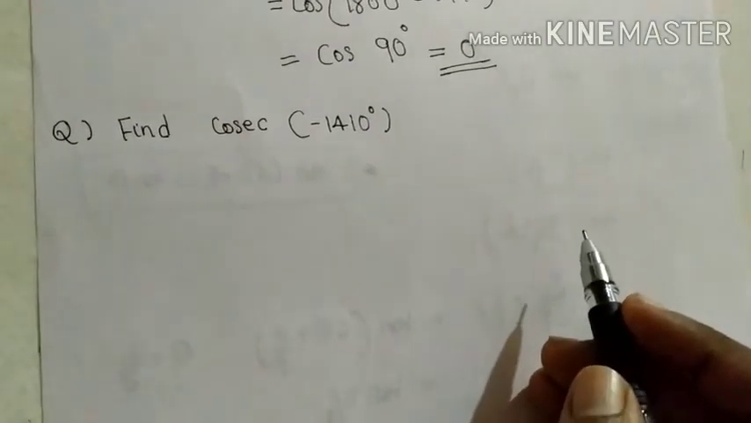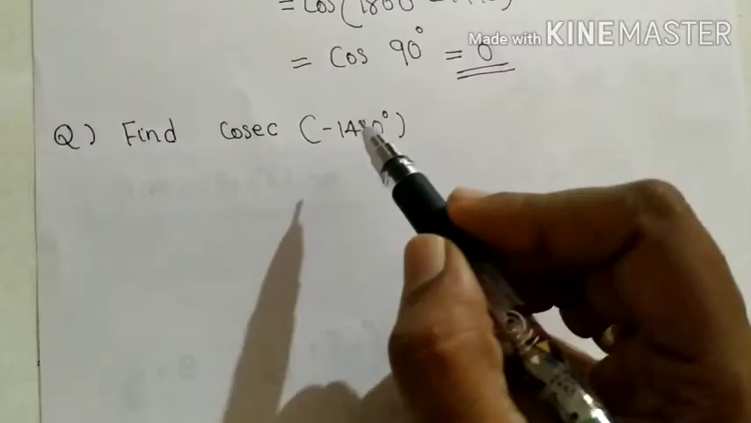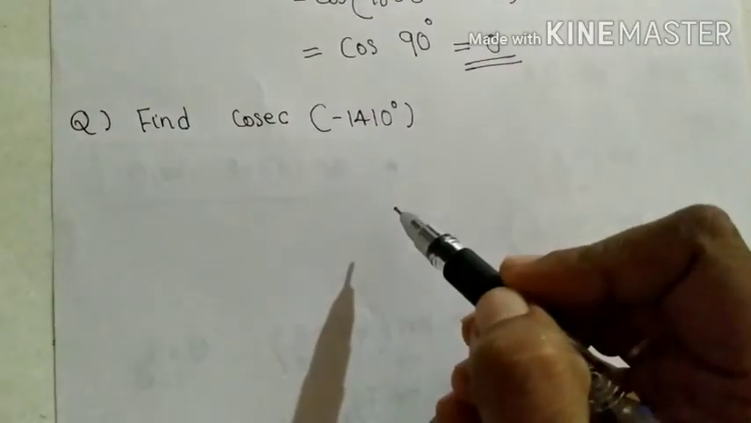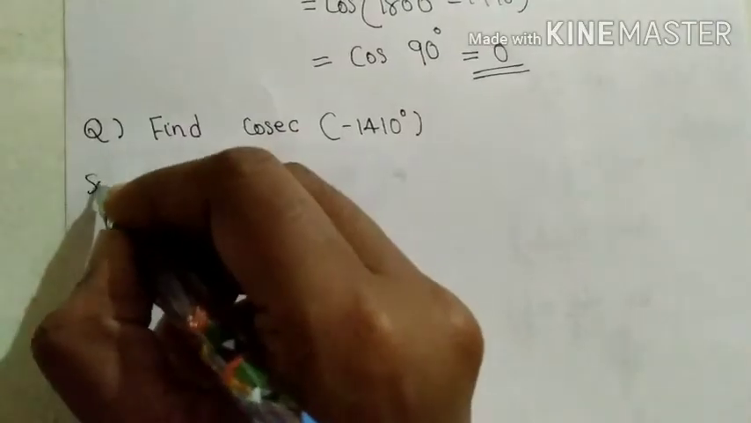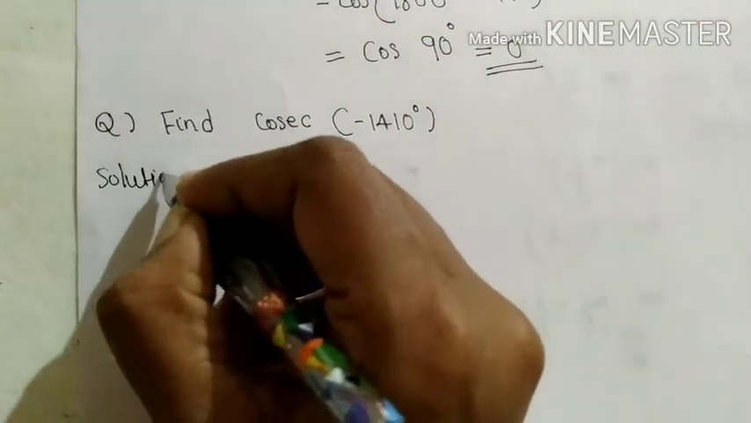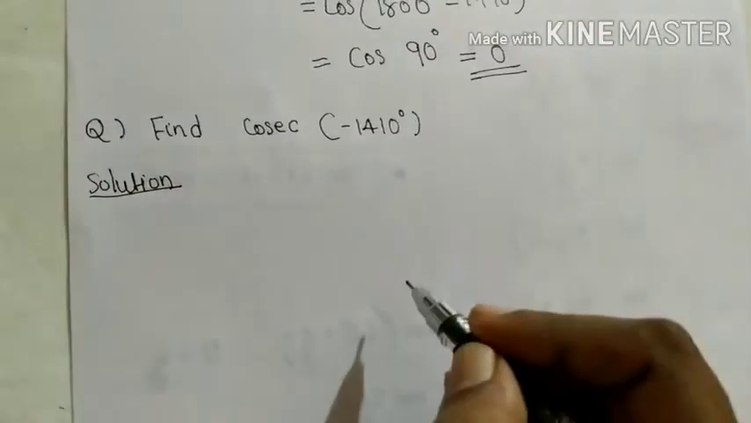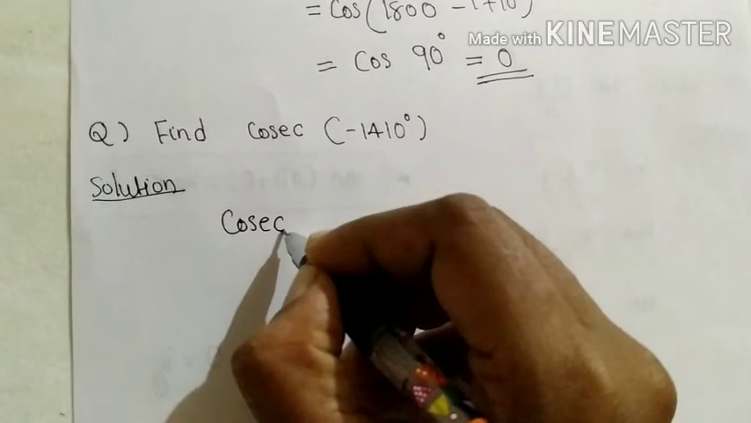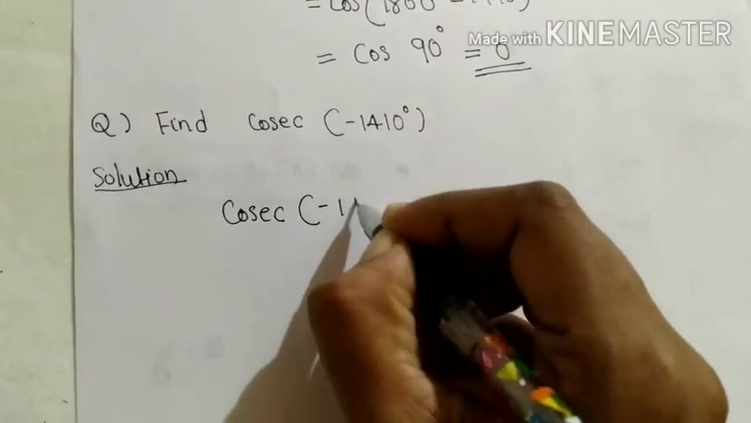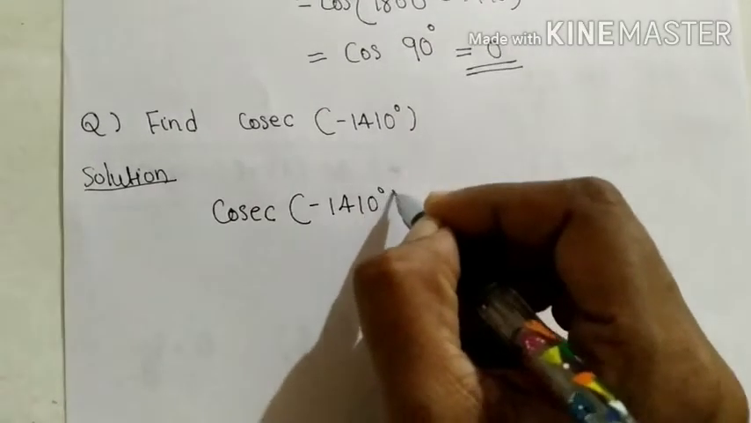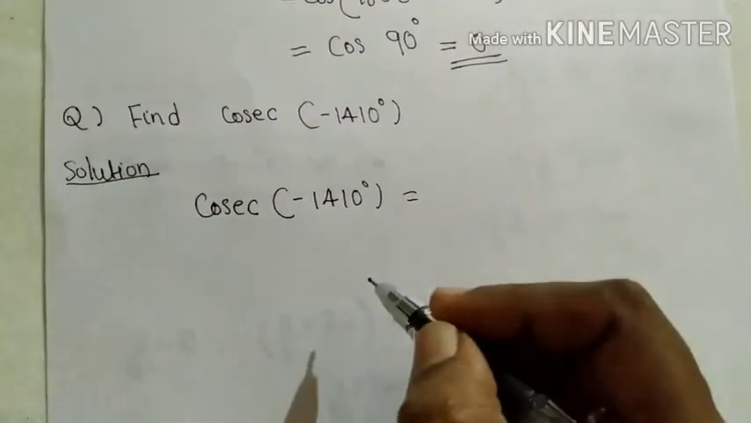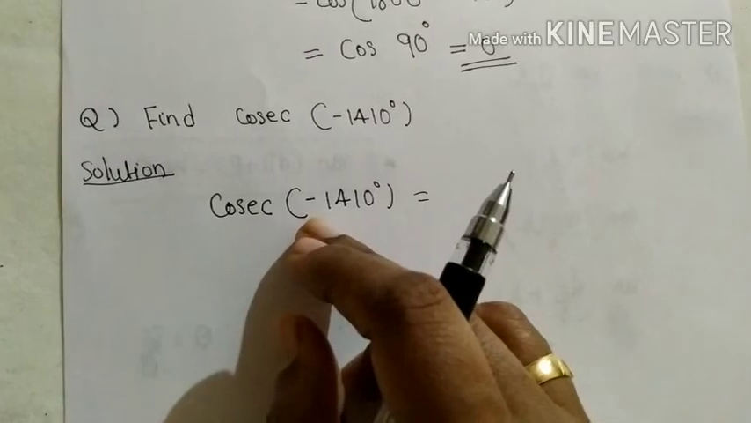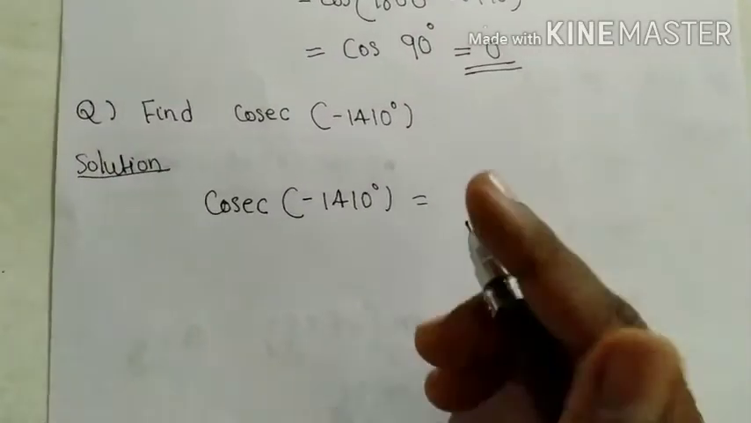And this is our next question. Find cosec of minus 1410 degrees. Okay, so let's start the solution of this question. Here also a negative is present in our question. Given cosec of minus 1410 degrees, we need to find out the value of cosec of minus 1410 degrees.